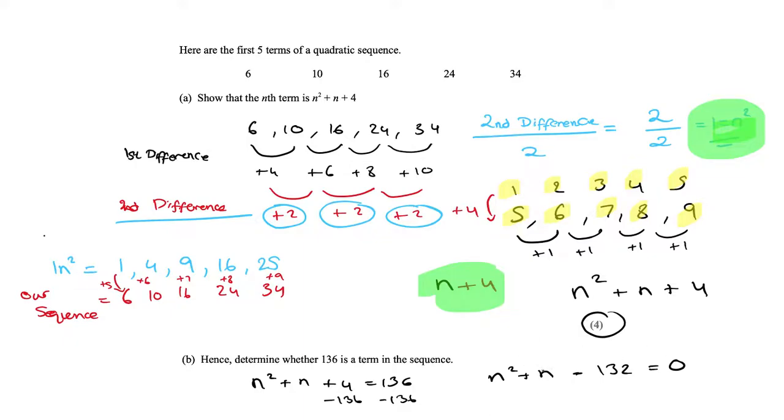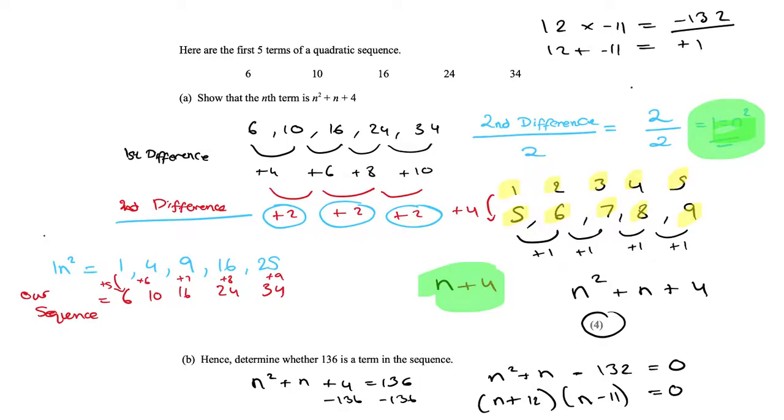Now you can factorize this into 2 pairs of brackets. So we need numbers which multiply to negative 132 and sum to positive 1. We can have positive 12 and negative 11. So we can have n plus 12 and n minus 11, and that's equal to 0. So positive 12, I'll just write it here. 12 multiplied by negative 11 is negative 132. That's what we need. And 12 add negative 11 gives us positive 1. And that's what we need over here. So we know that this is correct.